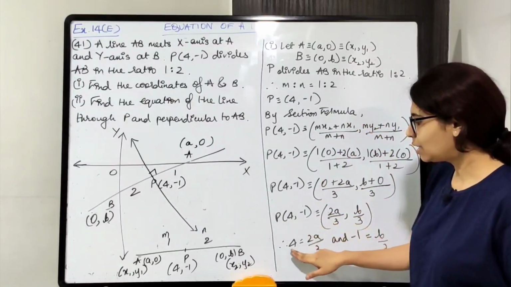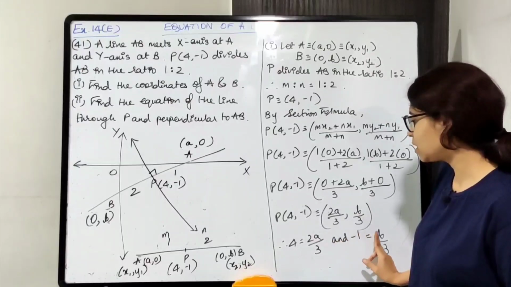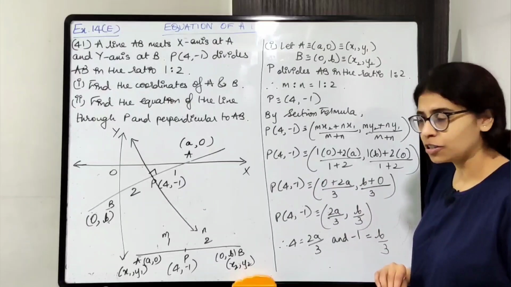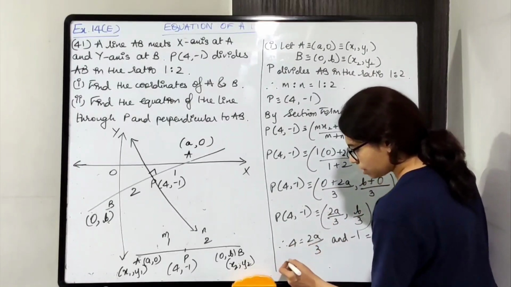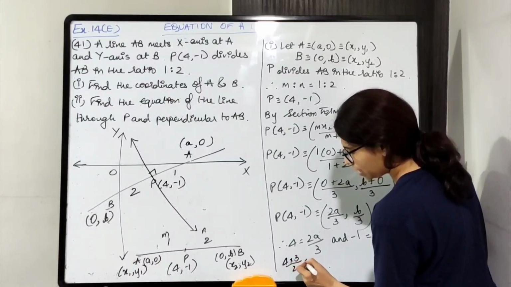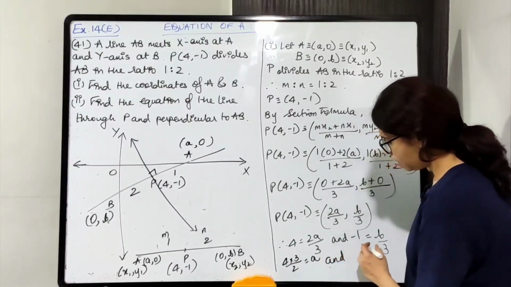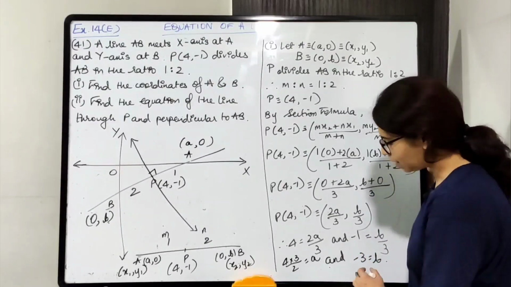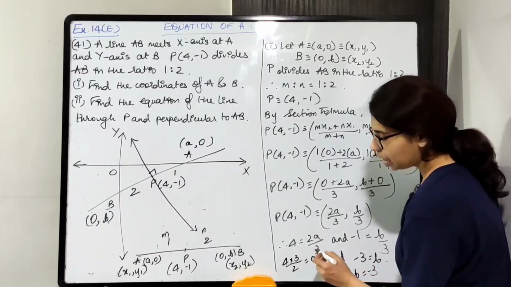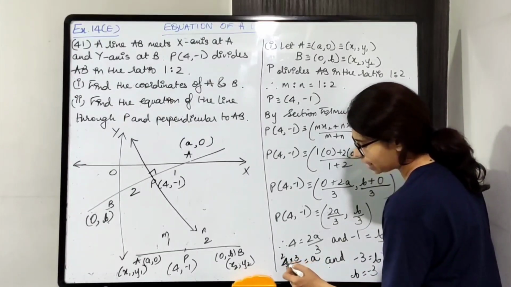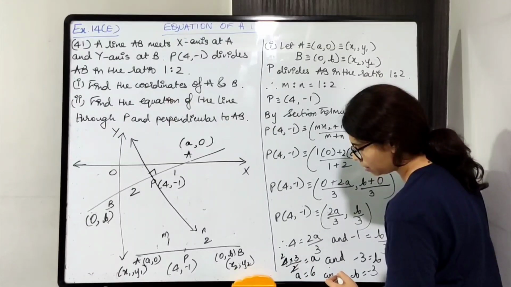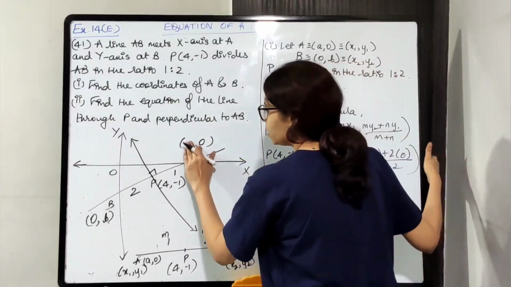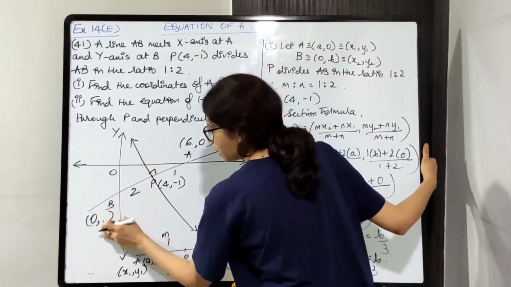Okay. On solving, you will get 4 is equal to 2a upon 3 and -1 is equal to b upon 3. So a and b का values अब find out करते हैं. All right, we'll equate. So 4 into 3 upon 2 is equal to a, and -1 into 3 is equal to b, that is -3 is equal to b. Okay, so b का value -3 मिल रहा है. a का value you will get as 6. So a is 6 and b is equal to -3.